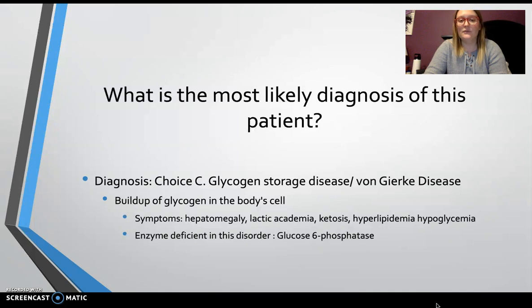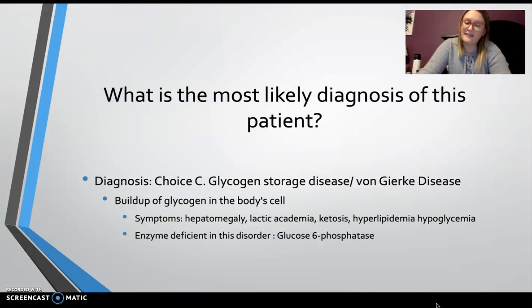I'm going to choose choice C, and that would be the glycogen storage disease. Glycogen storage disease, or von Gierke disease, is described as a disorder that causes buildup of glycogen in the body's cells. Clinical features of this disorder would be glycogen accumulation in the liver and renal tubule cells, hypoglycemia, lactic acidemia, ketosis, and also hyperlipidemia.